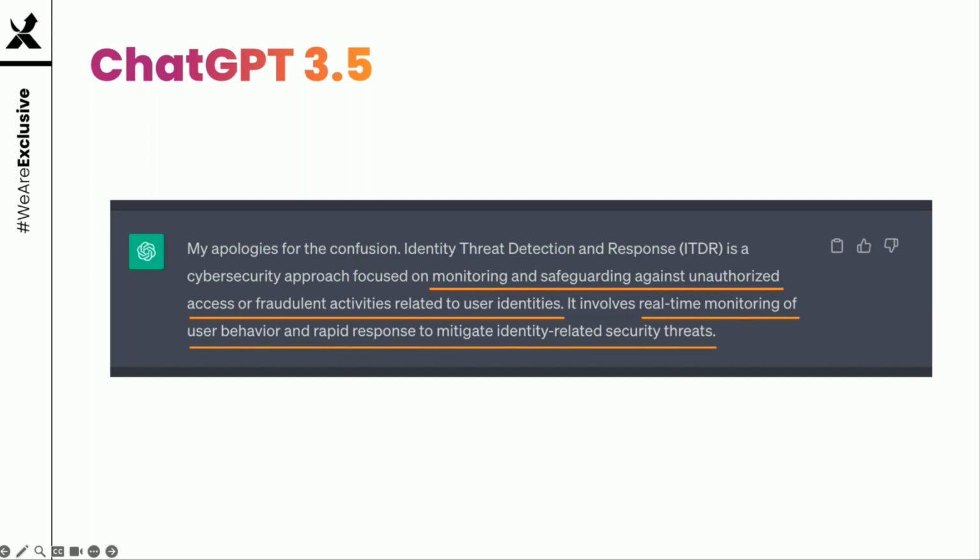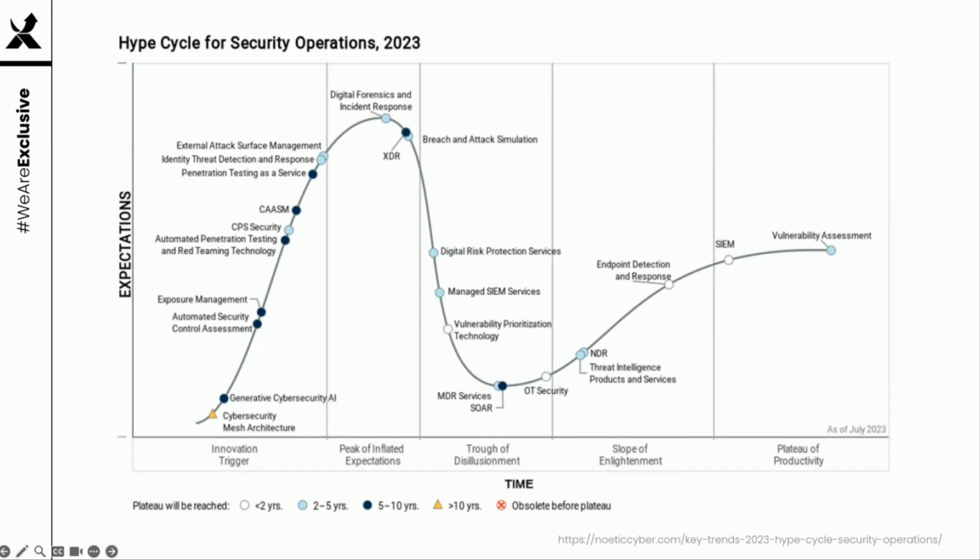What does that mean? It means that you are looking in real time at those authentications, for example, at what the user is doing, in the user behavior, and responding to it very rapidly and preferably automatically on these identity-related security threats. So two sentences which should actually summarize pretty well what ITDR is really about.